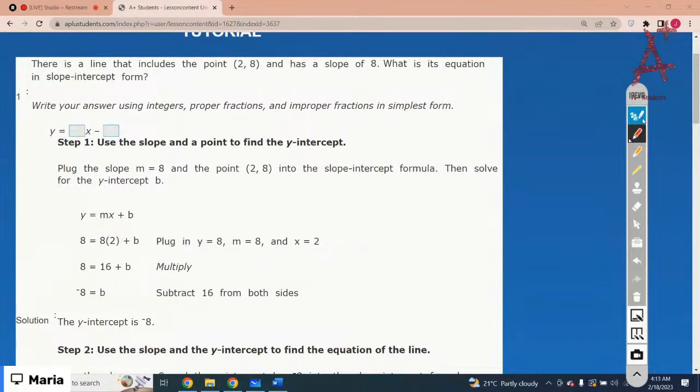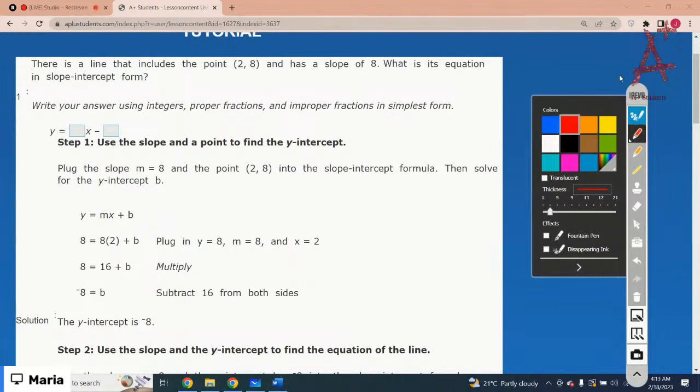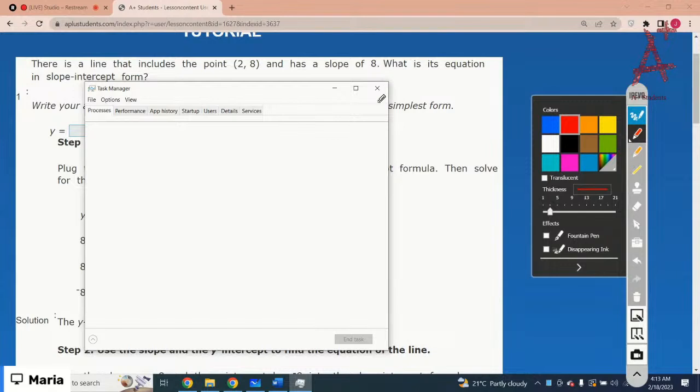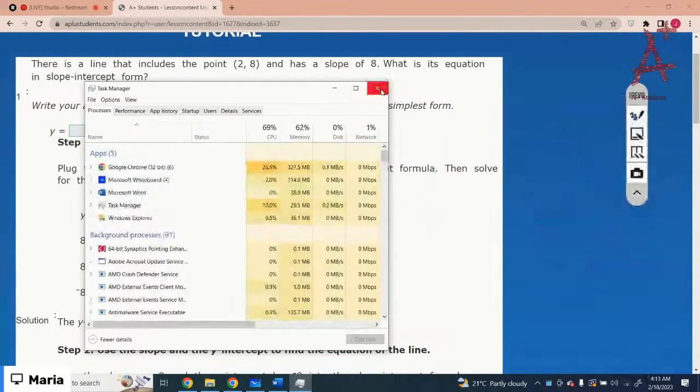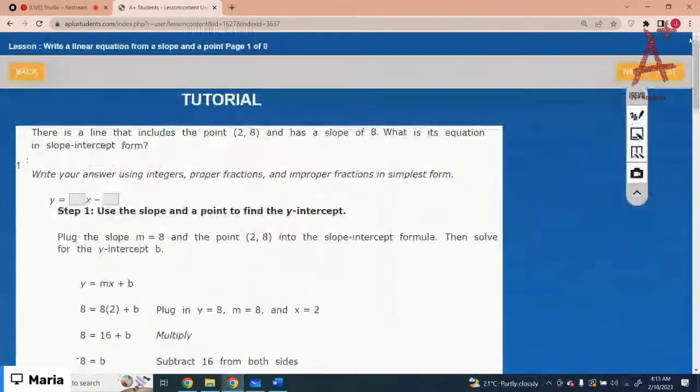Okay, let's just start with the test question.